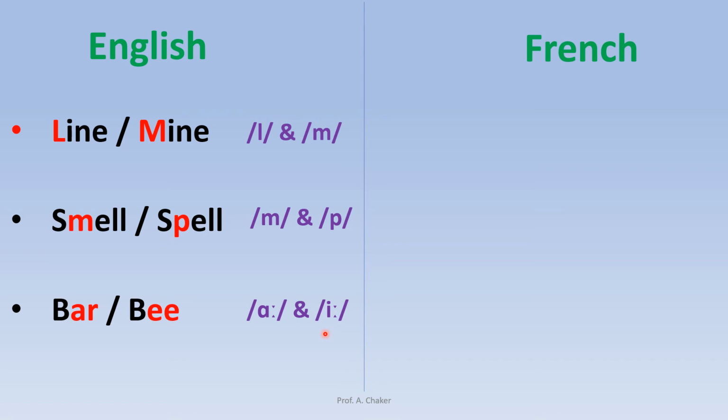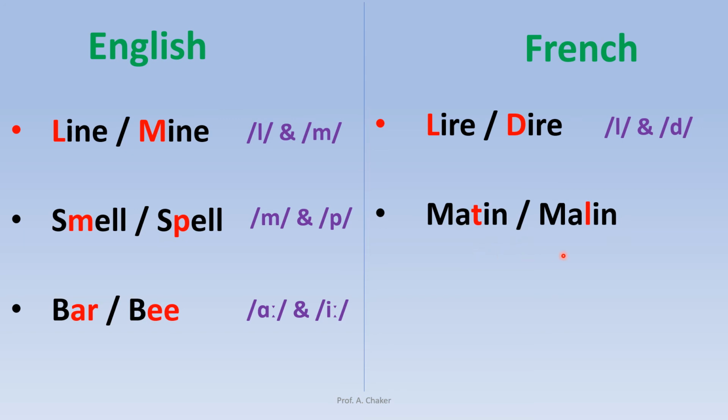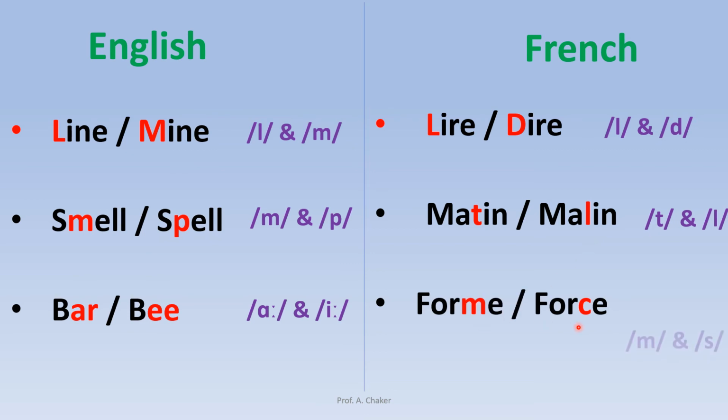Consider these examples in French. Lire, dire. L and D are phonemes in French. Matin, malin. T and L are phonemes in French. Forme, force. M and S are phonemes. So you see, this C is sometimes pronounced as S or as K. Okay? So we transcribe it S. So M and S are phonemes. You can think about a lot of other examples.